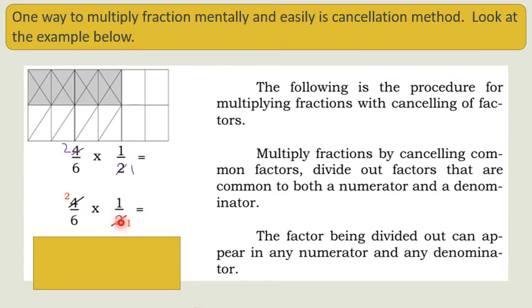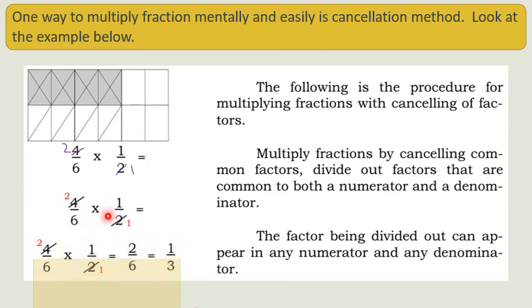So, ngayon, anong gagawin na sunod? So, ang i-multiply nyo na, hindi na yung na-cancelled out. So, ito nang dinivide nyo kanina. So, yung 2 times 1 at saka 6 times 1. So, magiging answer natin is 2/6. And, pag ni-lowest term natin siya, magiging 1/3.